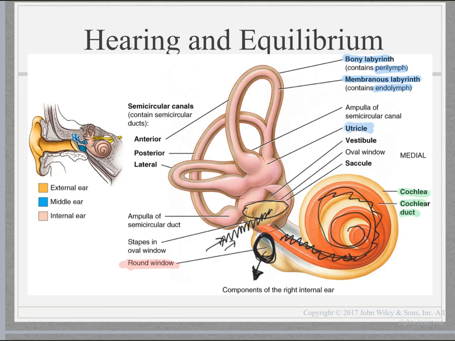But for now, we're going to focus on sound transduction and how we interpret sound waves into actual sounds.